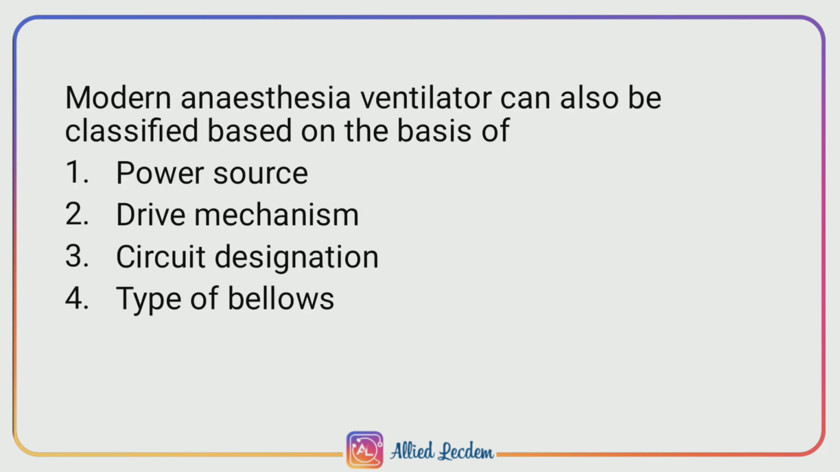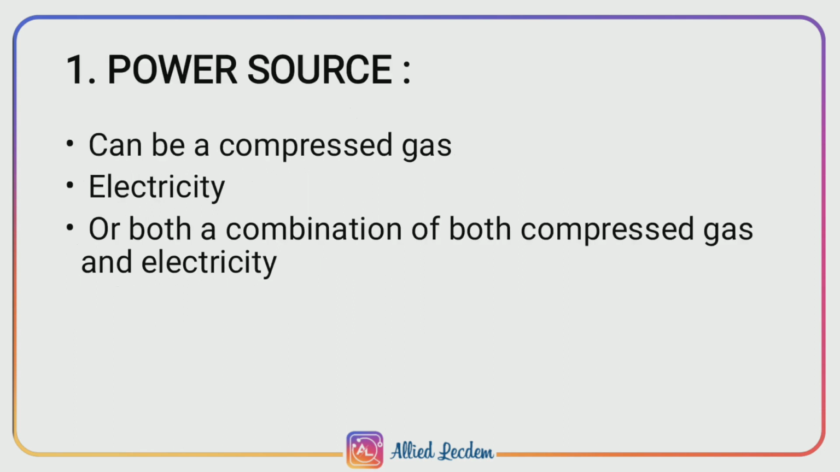Modern anesthesia ventilators can be classified on the basis of power source, drive mechanism, circuit designation, and types of bellows. First, we'll see about power source. Power source is the force that drives gas into the patient's lungs. It can either be compressed gas or electricity or both.